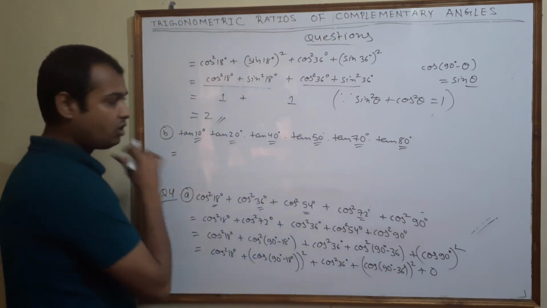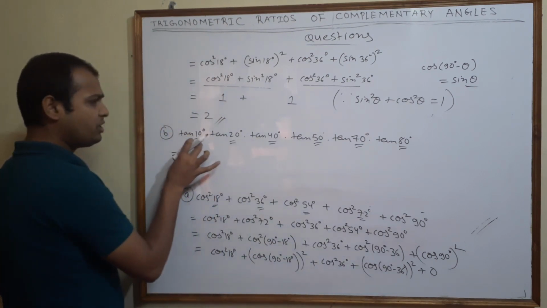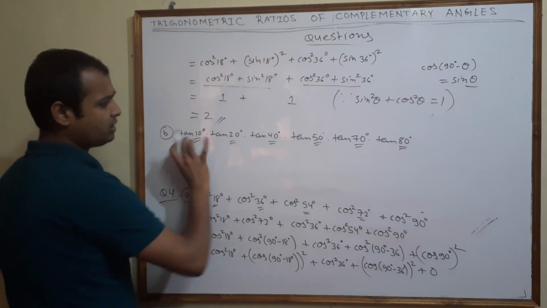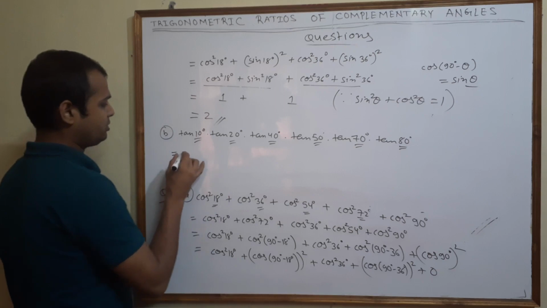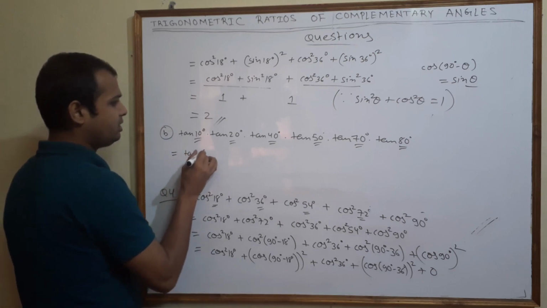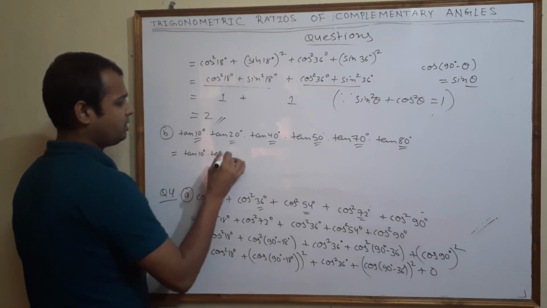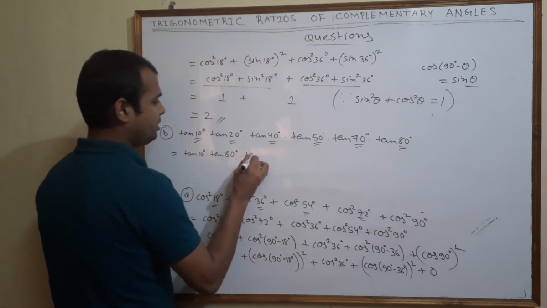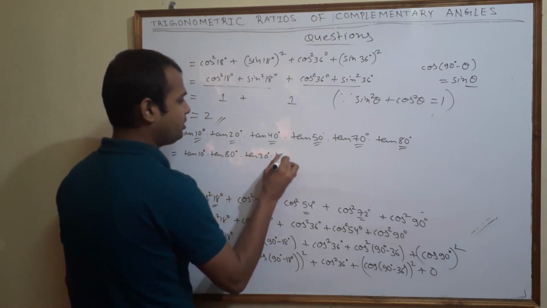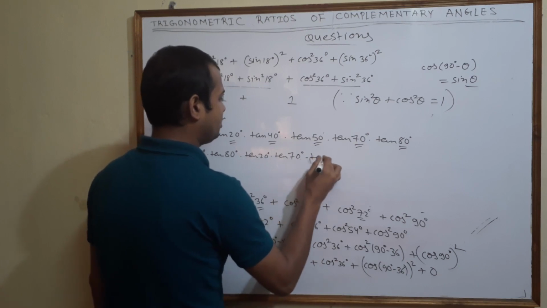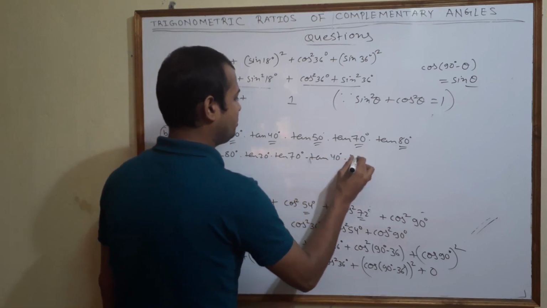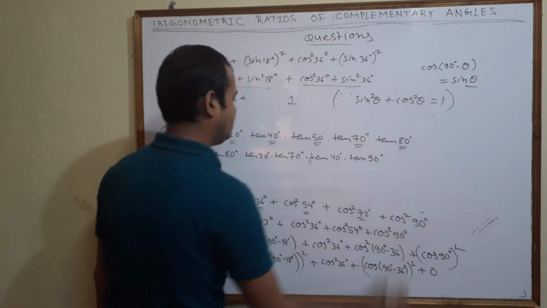So all the trigonometrical ratios involving the complementary angles, write them together. So here tan 10 degree into tan 80 degree, tan 20 degree into tan 70 degree into tan 40 degree into tan 50 degree. Done.